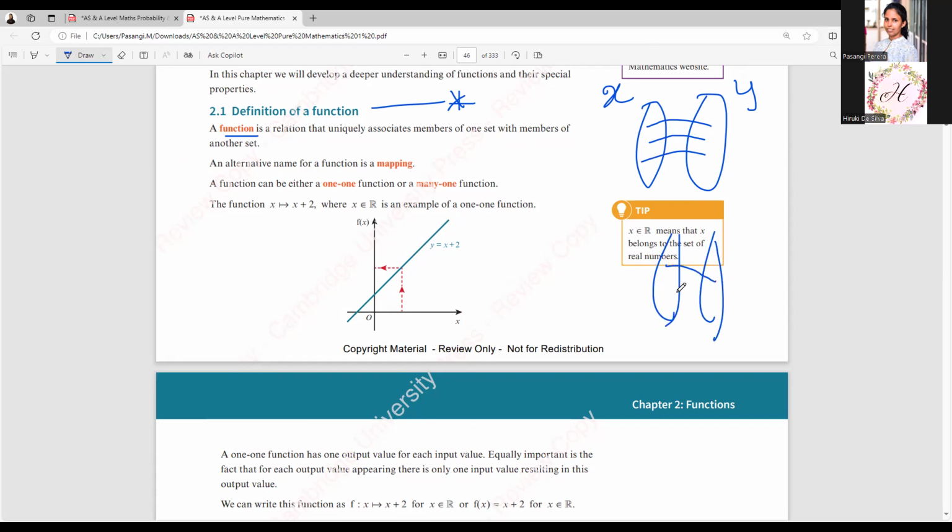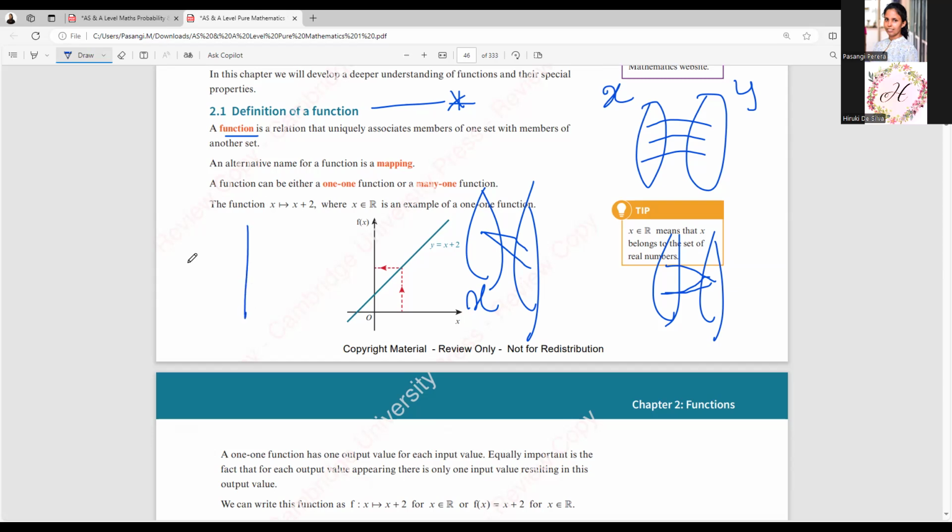Let's assume like this. But it won't be like this. See, now for this x value, we have two y values. No, it won't be like that. If it's a function, that relationship should state that it uniquely associates members of one set with the other set, because for each and every x value there's a unique output value in y. That's what we call functions.